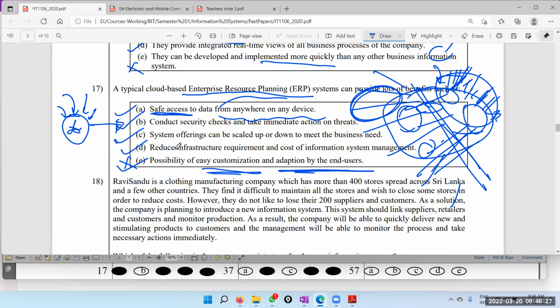For me, when we go for clouds rather than having the software ourselves, we lose a bit of flexibility and customization. But anyway, the examiner has taken E as an answer. So this one I can agree with, but I don't agree with that one. But anyway, that is part and parcel of life. Right, 18.